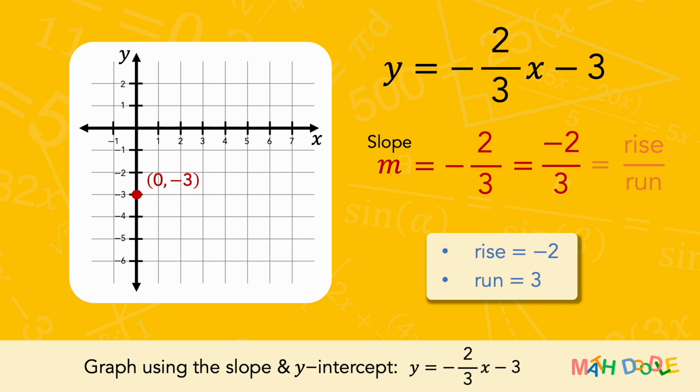Now, let's count the rise and run in a coordinate system, starting at the y-intercept. Down 2 units, and then right 3 units. Then, let's draw a line through these points and put arrows on both ends of the line. And this is the line of y equals -2/3 x -3.